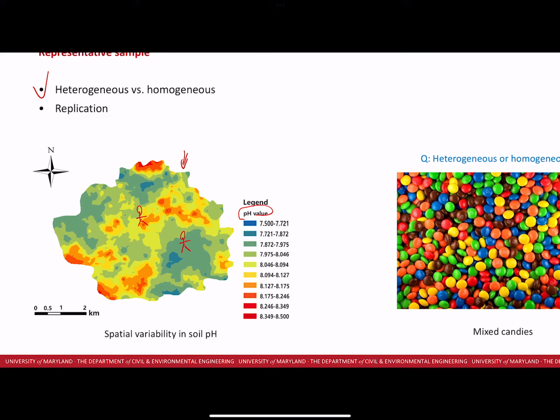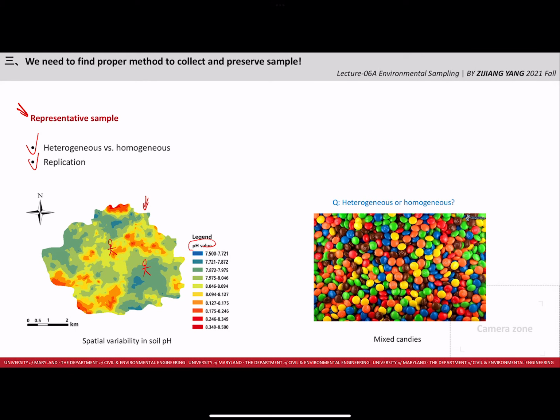And I think in lab 4, you guys are going to measure the pH of the soil. Also, we may take some replicates to make sure we got the same results at the same site. And here is another example, like we have mixed candies. And I think Halloween is coming soon.